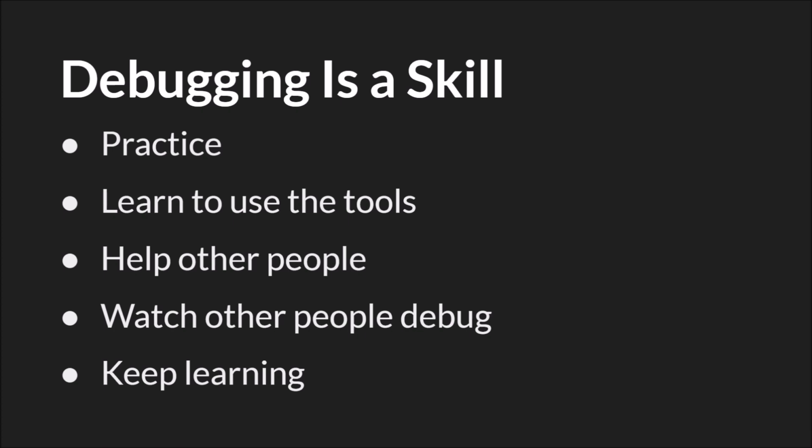A great way to do this is with the GameMaker Community Forum. Another way is to watch other people debug. You can do this by watching live streams of people code or watching people help other people on the forums. And of course, keep learning how to program. The more you learn, the more you'll understand how code works. And the more you understand how code works, the easier it'll be to find the problems and fix them.